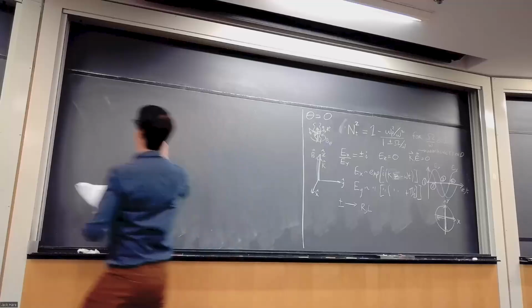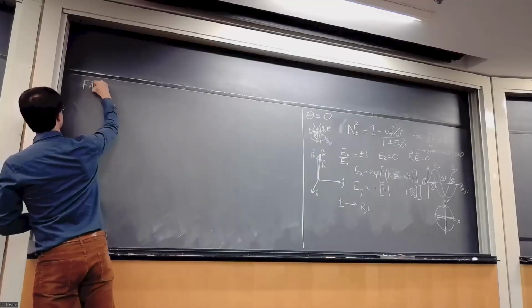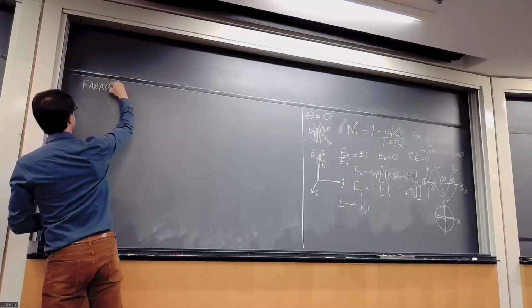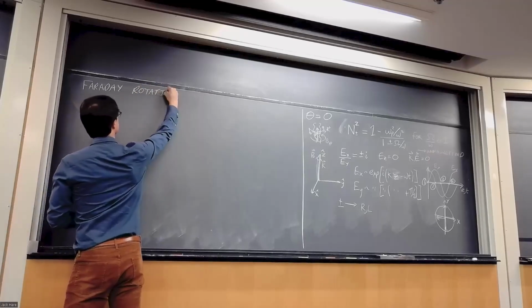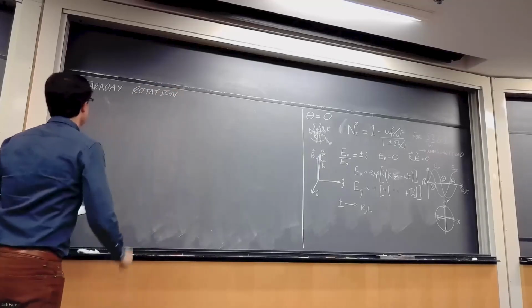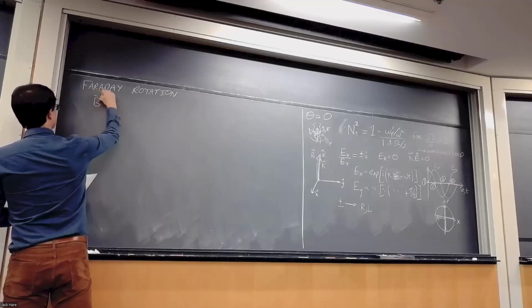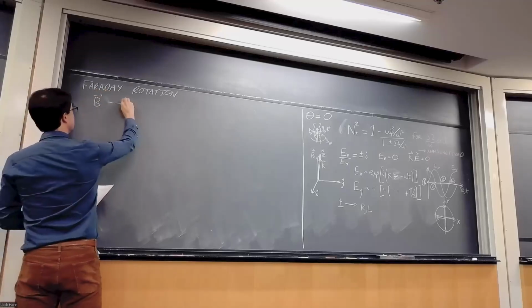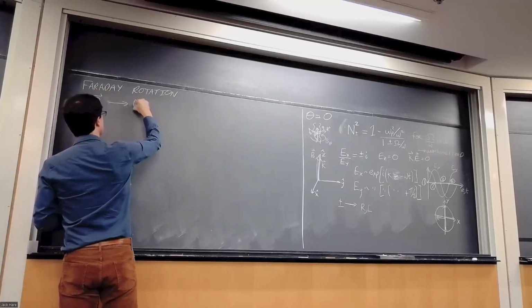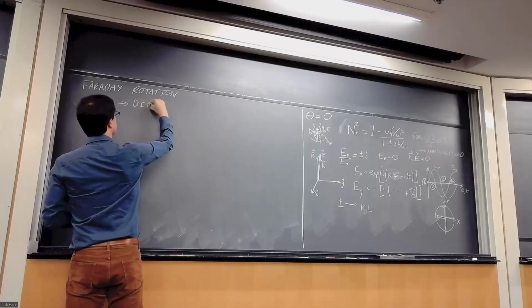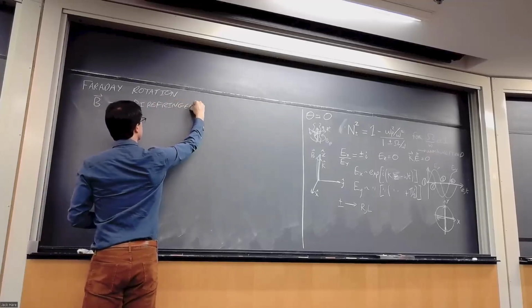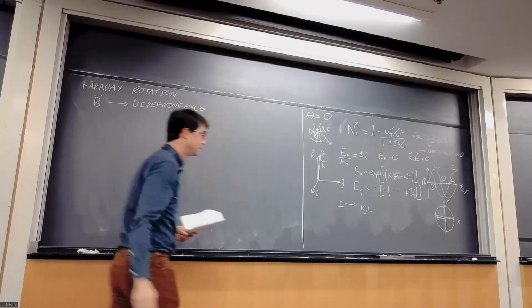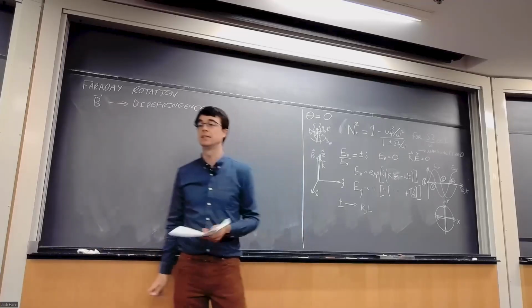So, now finally, we're fulfilling the promise at the start of the lecture, and we're going to talk about Faraday rotation. And the main point about Faraday rotation is that your magnetic fields cause a phenomena called birefringence. Has anyone come across birefringence studying optics before and can give us a concise definition?